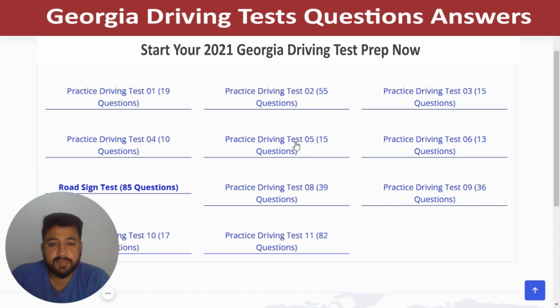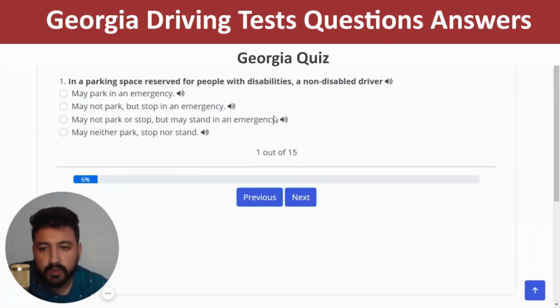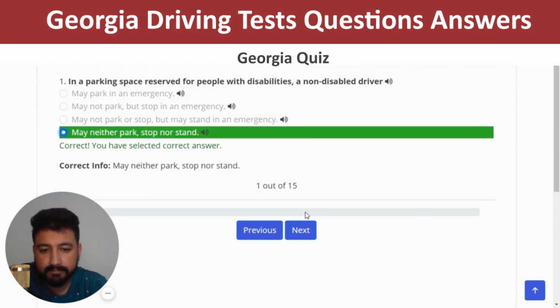So let's click on practice driving test number 5. The first question is, in a parking space reserved for people with disabilities, a non-disabled driver. The right answer of this question is the last one, which is may neither park, stop, nor stand. Yeah, next.